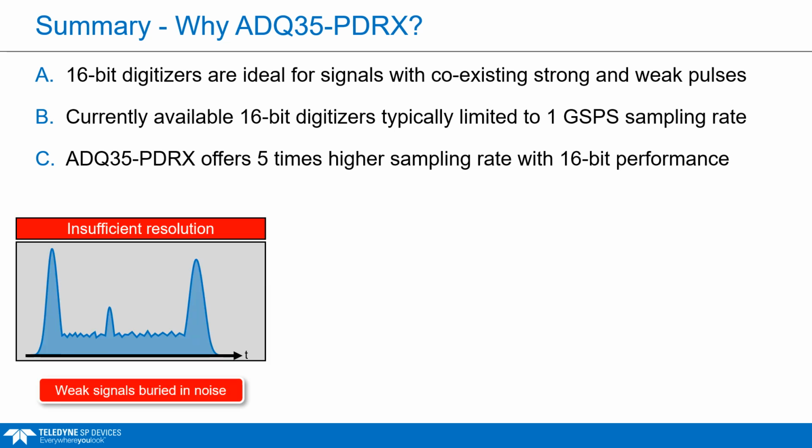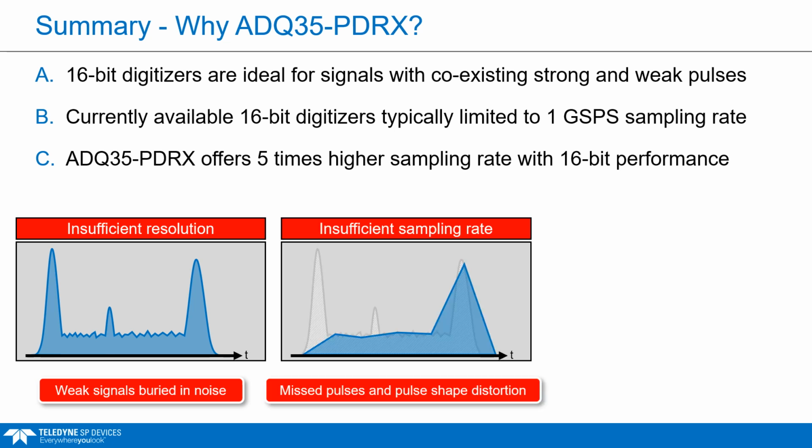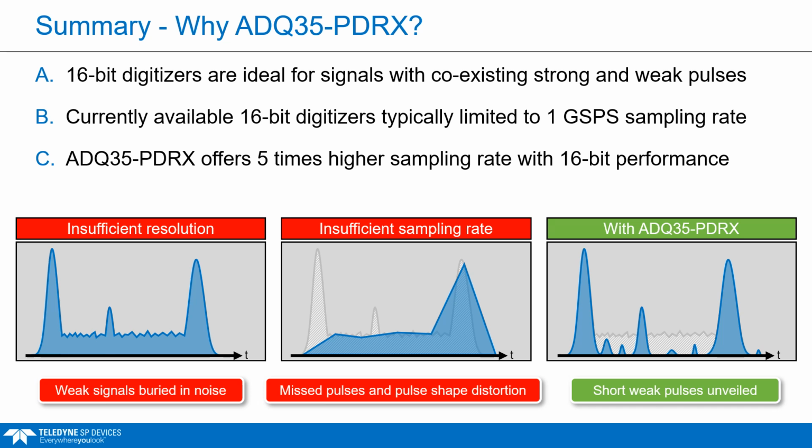1. With insufficient resolution, the weak signals will be buried in noise and remain undetected, as shown in the bottom left. 2. With insufficient sampling rate, short pulses will be missed and the pulse shape is typically distorted. 3. ADQ35 PDRX helps solve this challenge by offering simultaneous high resolution and high sampling rate so that short weak pulses can be unveiled.